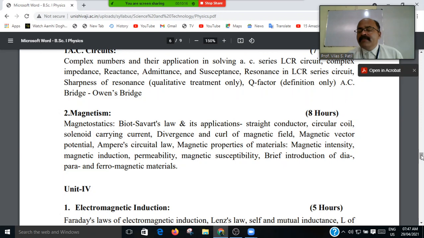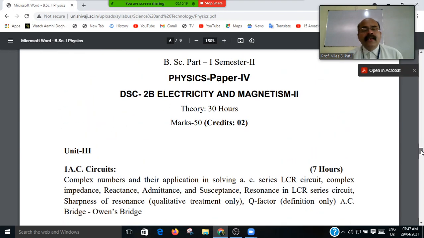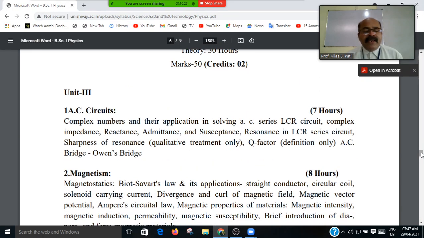In the syllabus, it is semester second, paper 4, electricity and magnetism. In the last lecture, we discussed the alternating circuit: what is alternating current, what is a network, and how the different components play a role inside alternating circuits. It means, in an alternating circuit, what is the role of the complex number?